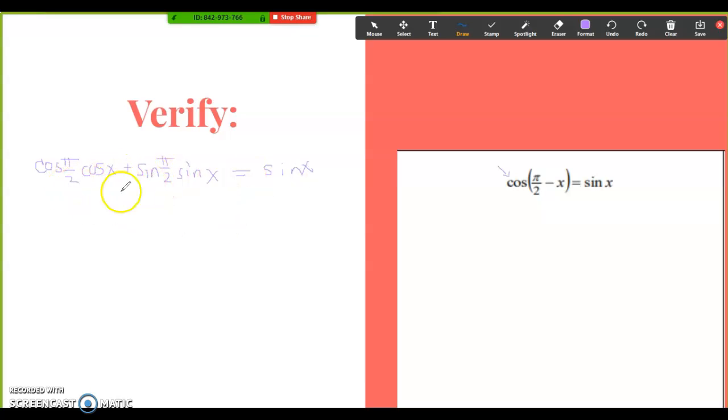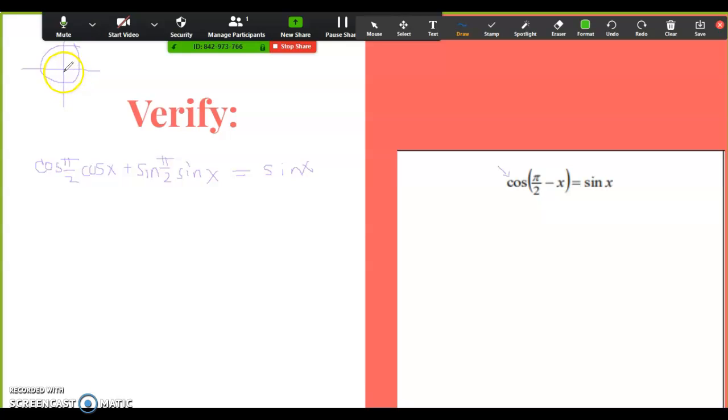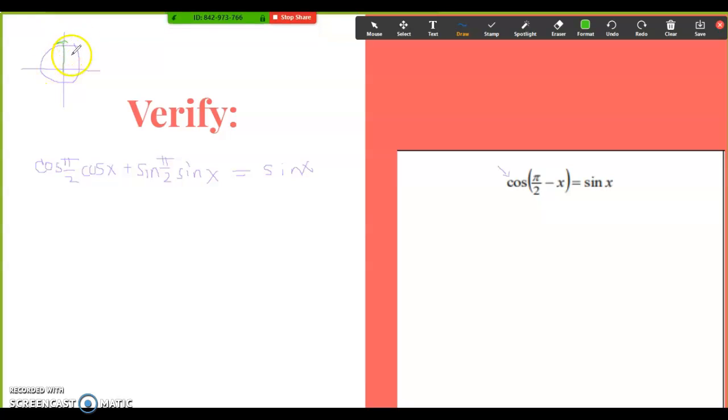Well, from here, let's just go ahead and substitute what we know from the unit circle. I know if I go back to the unit circle, pi over 2 is the angle that's going to lie at 90 degrees. Sorry, guys. It's been a long day. So the pi over 2 angle is going to have a cosine value of 0 and a sine value of 1. So we can go ahead and plug that in.